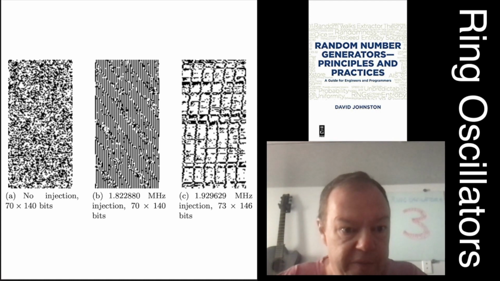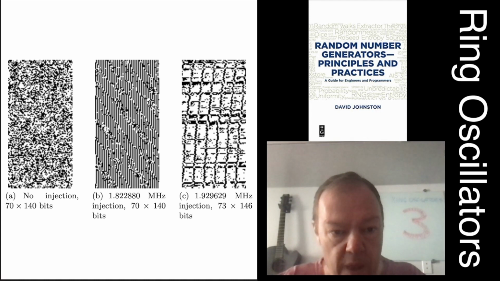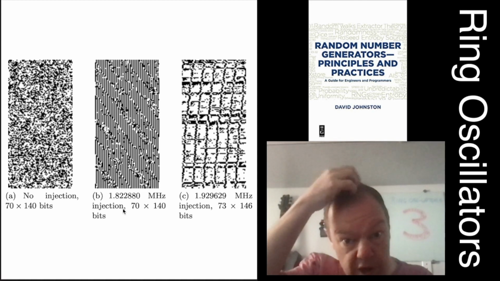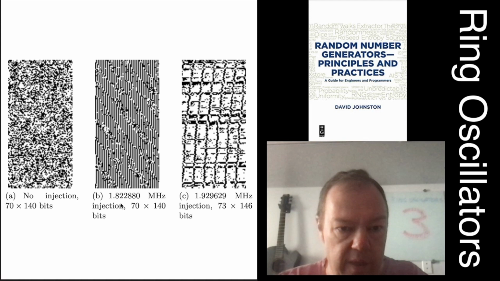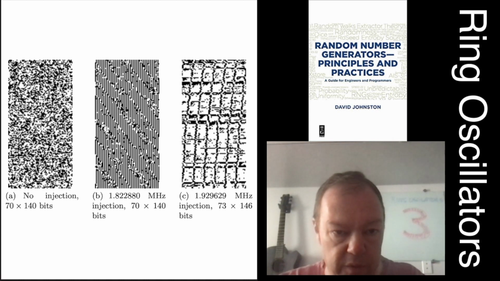Here is the output from the ring oscillator, plotted as a series of bits in an array. And then they injected some RF with an RF probe and caused the ring oscillator to lock to the probe. You can see it's 10 10 10 10, a little bit of a flip, and then 10 10 10. So it's going away from its natural frequency and being random to locking to the input frequency.